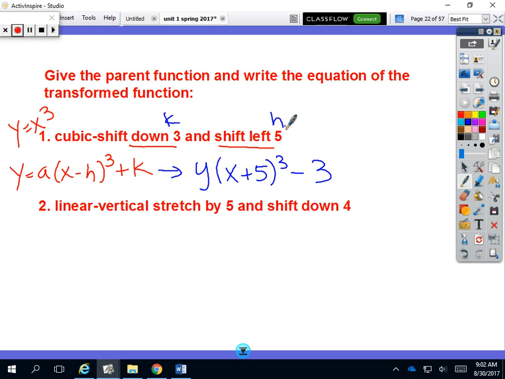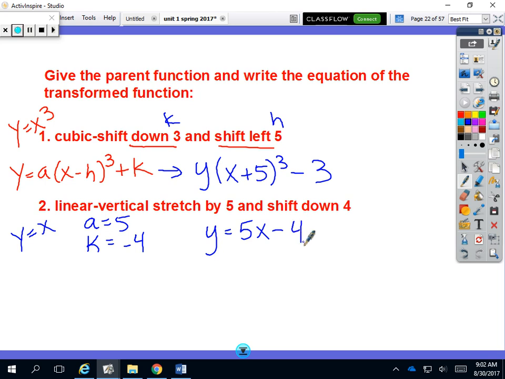Okay, and then the second one is a linear. So that's y equals x. Vertical stretch by 5 and shift down. So it means my a is 5 and my k is -4. So if I write this out, I have y equals 5x and then I'm subtracting 4. Y equals 5x minus 4.